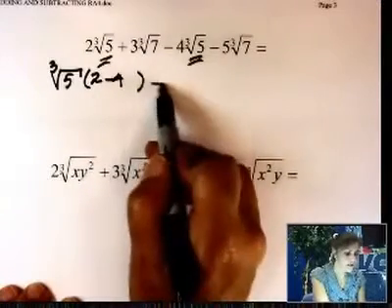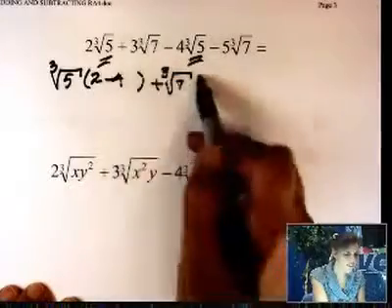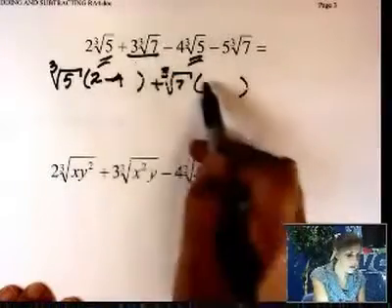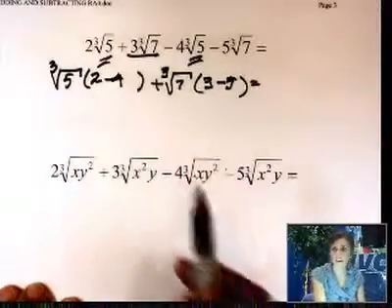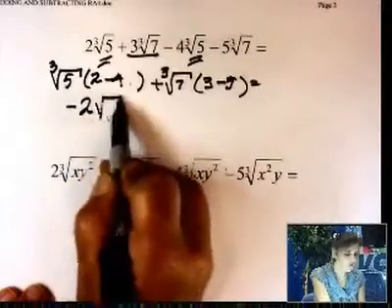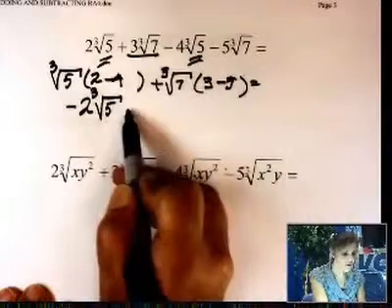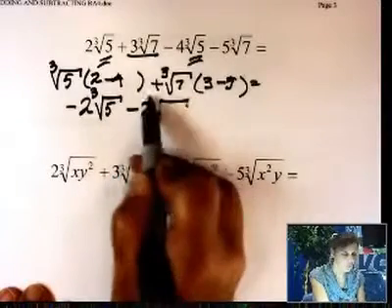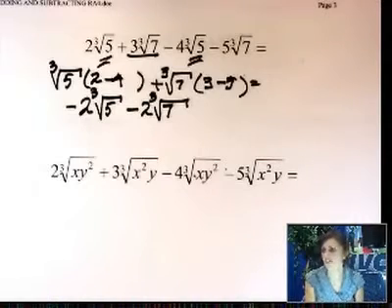Now, let's pull that cube root of 7 out. What do you have left? You have 3, and you have a negative 5. So let's make it pretty. You have 2 minus 4, that's negative 2 cube root of 5. 3 minus 5, that's negative 2 cube root of 7. Okay? So that's it. That's the end of it.